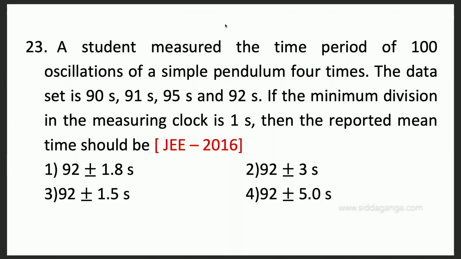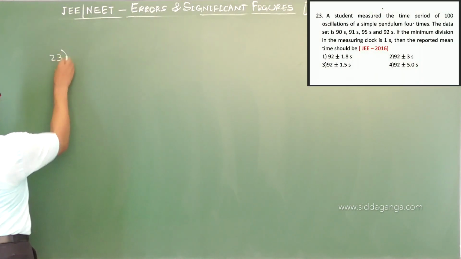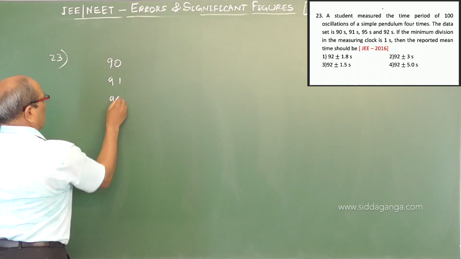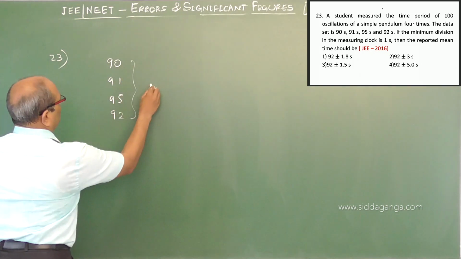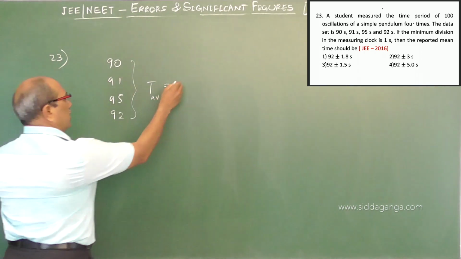JEE 2016. A student measured the period of 100 oscillations of a simple pendulum 4 times. The data is 90, 91, 95 and 92 seconds. If the minimum division in the measuring clock is 1 second, then the reported mean time should be. Reported mean time, the average time has to be calculated here. Question number 23. Number of trials, if you take 90, 91, 95 and 92, if you take the average, T average, total time, 9 is common, you can write it commonly.